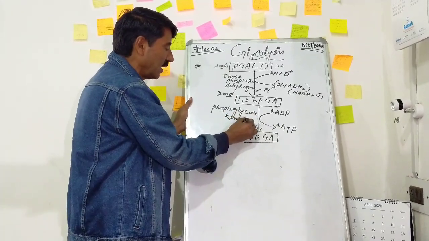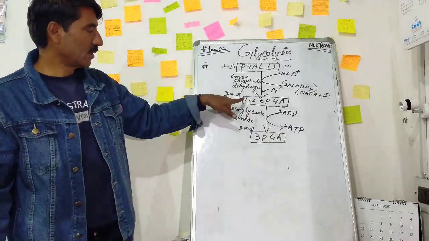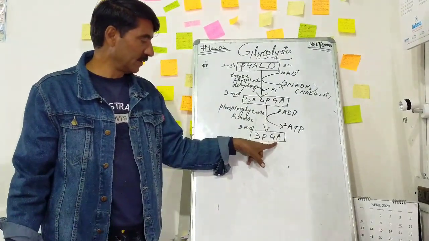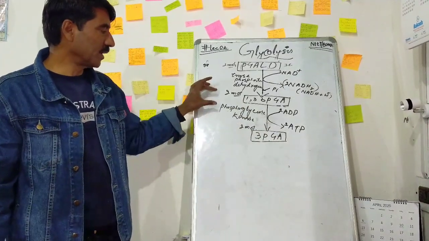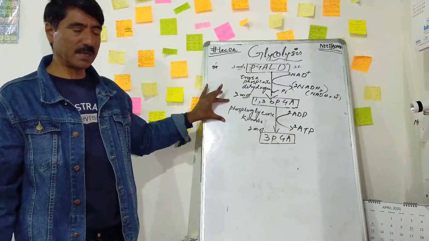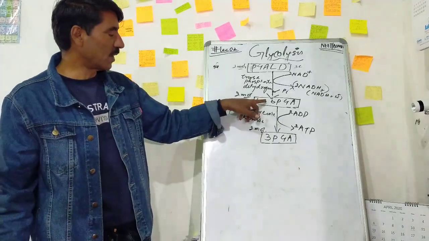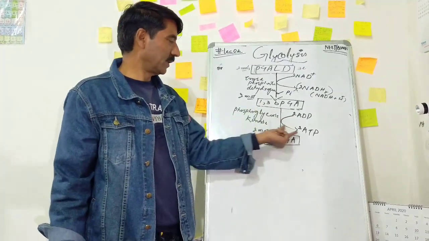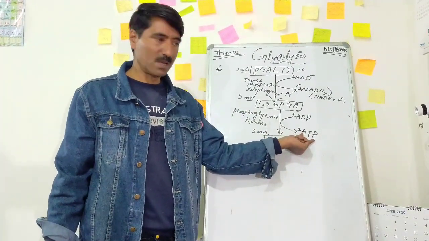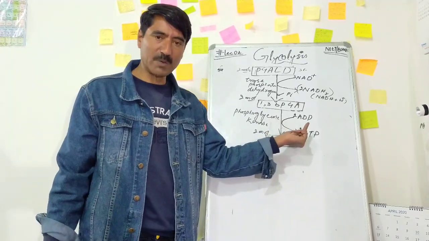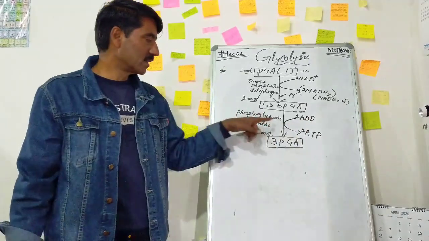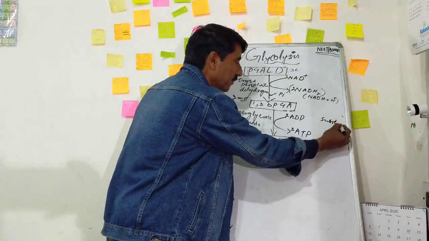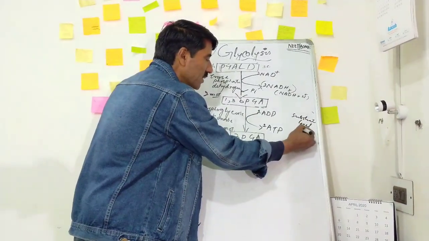Phosphoglyceric kinase is the enzyme which converts 1,3-bisphosphoglyceric acid into 3-phosphoglyceric acid, and this is the reaction by which dephosphorylation takes place. Dephosphorylation means that phosphorus is being removed, and here ATP is generated directly from the metabolite, so it is also known as substrate level phosphorylation.